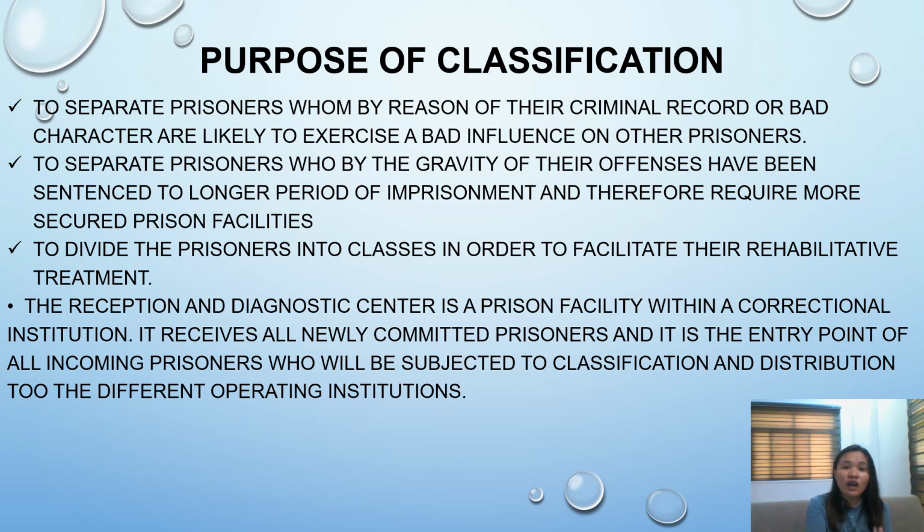Next, RDC is a prison facility within a correctional institution. As I said, it is inside the correctional institution. It receives all newly committed prisoners and it is the entry point. That is the first place they go, of all incoming prisoners who will be subjected to classification and distribution to different operating institutions. So, that is the main entry point of all newly committed prisoners. They all go there first.